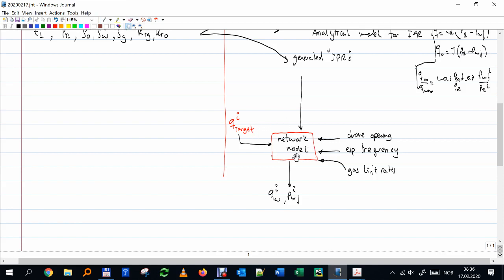And remember here, if we have that case that we have a target, then we sometimes need optimization. That is what we call optimization inside this model.